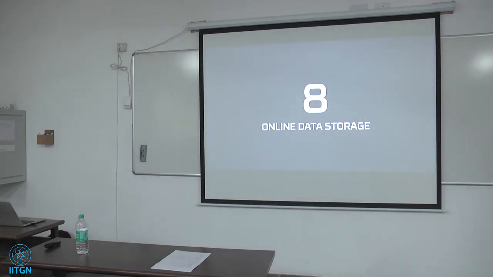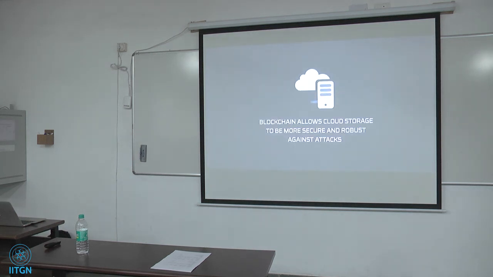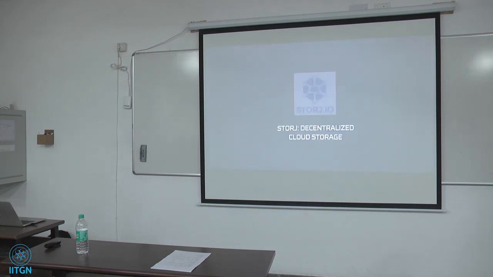Number 8, cloud storage. Data on a centralized server is inherently vulnerable to hacking, data loss, or human error. Using blockchain technology allows cloud storage to be more secure and robust against attacks. Storj is one example of a cloud storage network using blockchain technology.